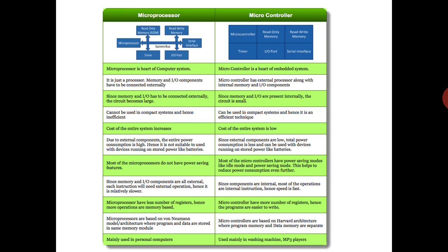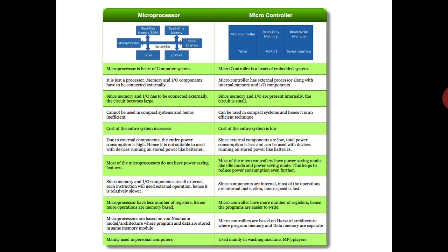Second difference is microprocessor is the heart of computer system, and microcontroller is the heart of embedded system. Third one is it is just a processor. Memory and input output components have to be connected externally. Third difference of microcontroller is microcontroller has the processor along with internal memory and input output components.